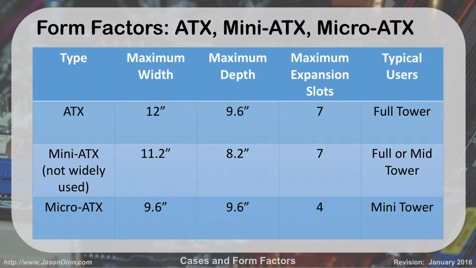And so when we look at these, if we have a full-size ATX, it's going to be 12 inches by 9.6 inches, with 7 expansion slots maximum, in a full-size tower. Mini was not very widely used, but it's fairly similar as far as slots and size of tower. Smaller board though. And then this Micro, you can see the width is the same at 9.6 and 9.6, so it can still fit in the same size. And it will have a maximum of 4 slots.